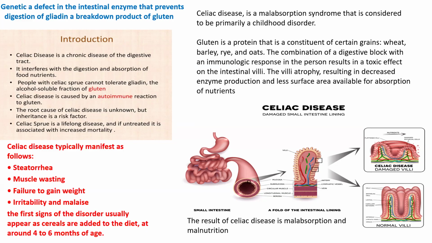It usually is going to manifest itself with steatorrhea, muscle wasting, failure to gain weight, irritability. Again, we usually see this in the infant around 4 to 6 months, because that's when we start to add in the cereal. And then that gluten, or that protein, is found in things like wheat, rye, oat, and barley. So this is why they can't eat those foods.